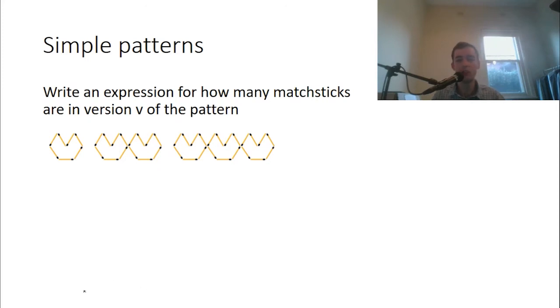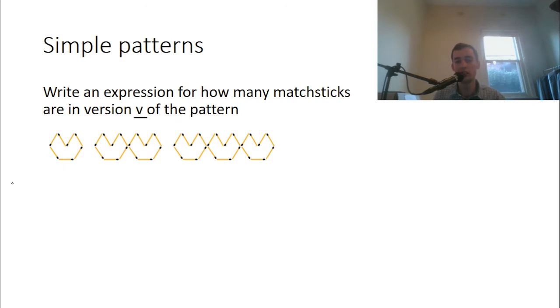Alright, so at the end of this video, I want to help you understand why you're making choices when you're solving questions like this. This one says, write an expression for how many matchsticks are in version V of the pattern. So if you're writing an expression, you should have a variable in that expression, and they've given you a variable here, which is V.